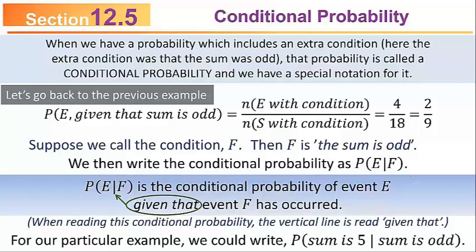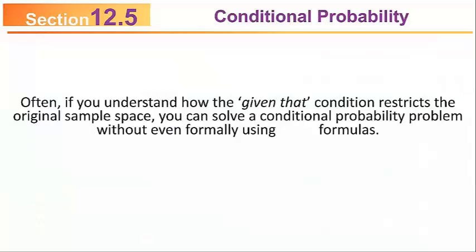For our particular problem, this would be the probability that the sum is 5 given that the sum is odd. Think about that a minute, because you need to understand what the probability is saying or asking before you can get an answer. And if I don't make any other point in this lecture, I want to make this point. Oftentimes, if you understand how the given that condition restricts the original sample space, you can solve this conditional probability problem without even formally using formulas.